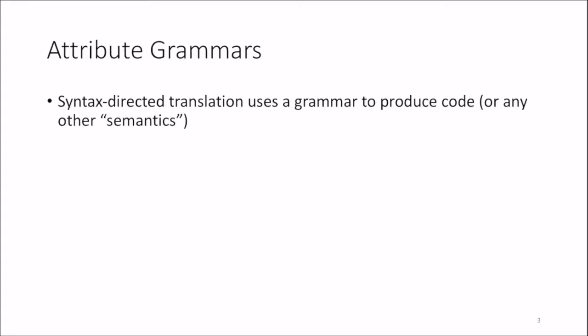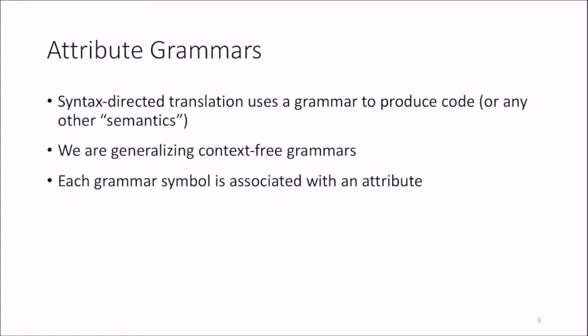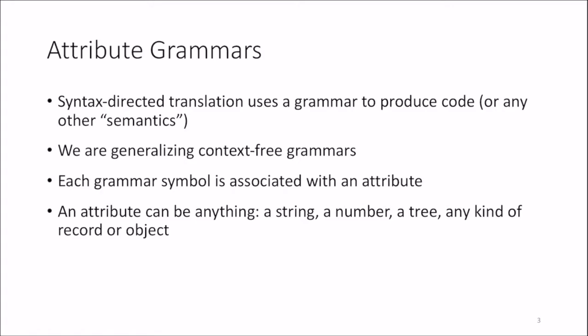So what are attribute grammars? An attribute grammar is a way to do syntax-directed translation. It uses a grammar, and then you do some kind of semantic actions against each rule in the grammar to generate code or semantic action. An attribute grammar is a generalization of a context-free grammar. In this kind of context-free grammar, each grammar symbol is associated with an attribute. An attribute can be really anything: a string, a number, a tree, any kind of record or object. So for example, it could be a pointer to an object that itself contains links to other objects and so on.